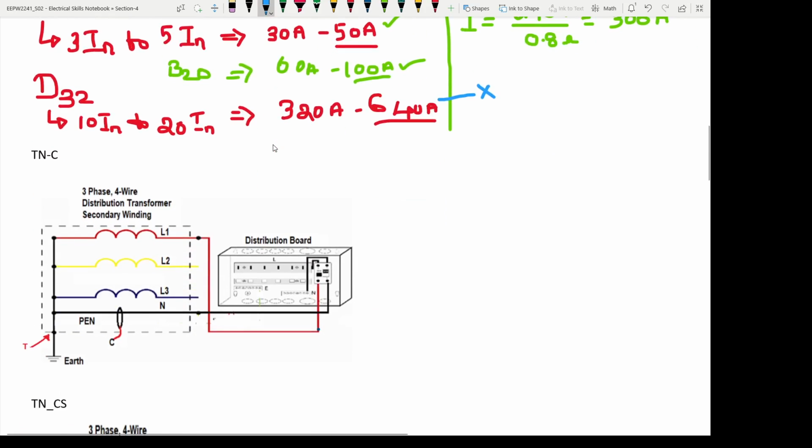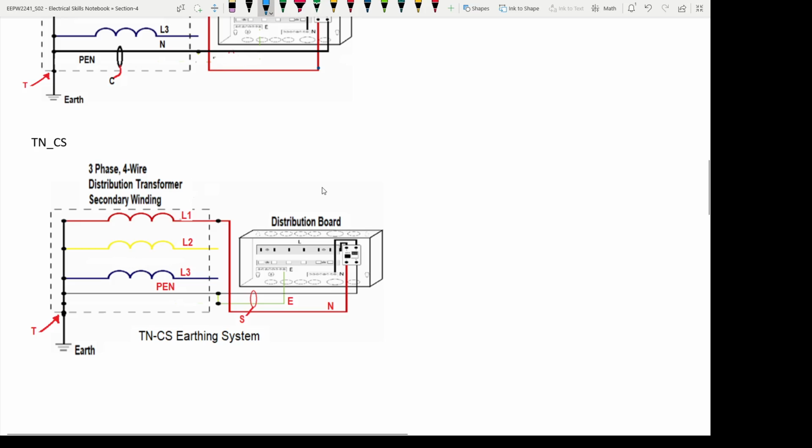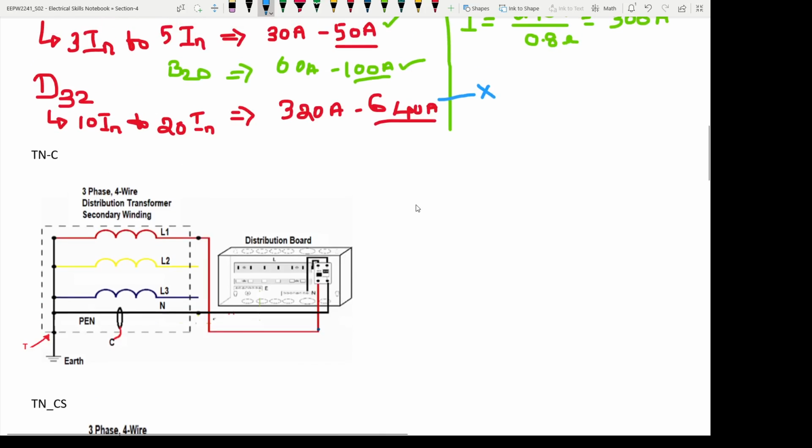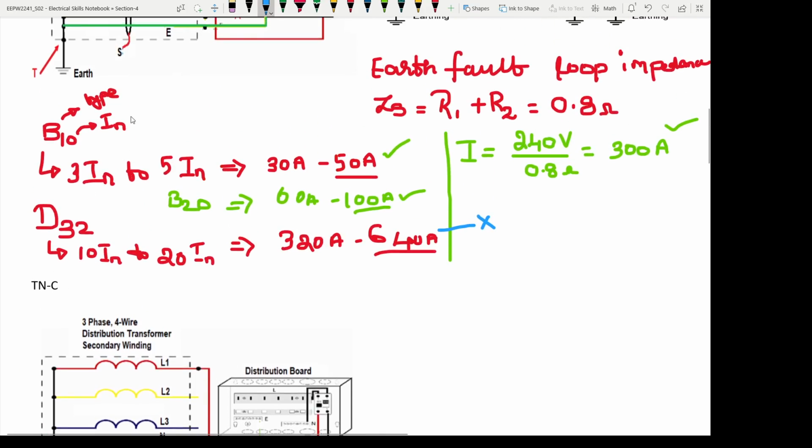Let us move on to the other type of earthing system. Let us go to the TN-C-S, where let me take the same example here. I will just copy this data. I don't want to write it again.